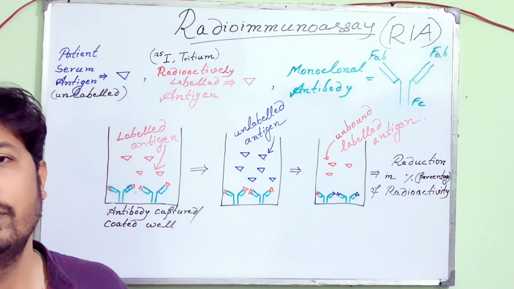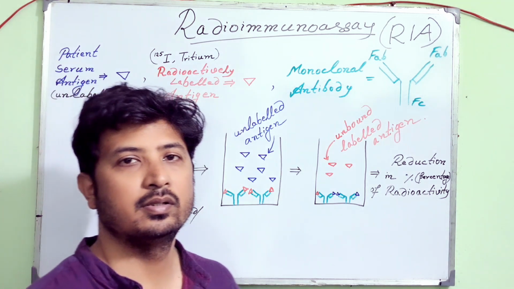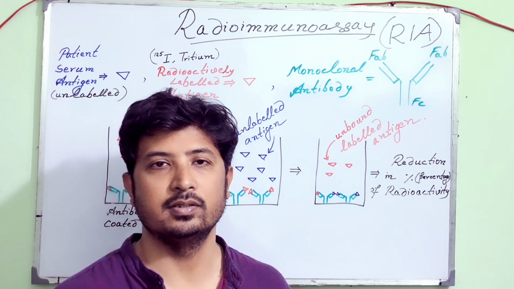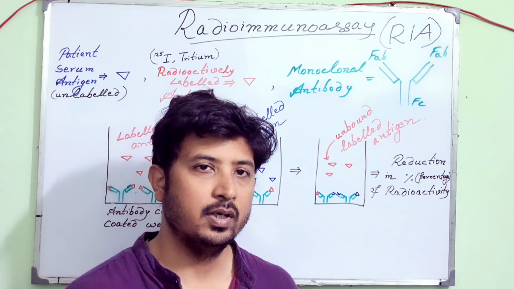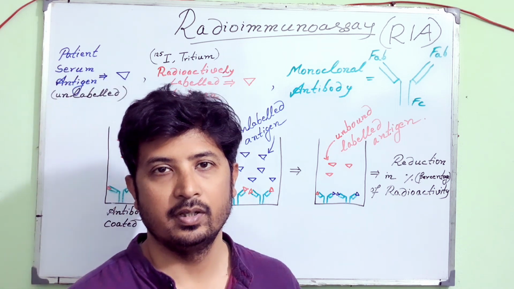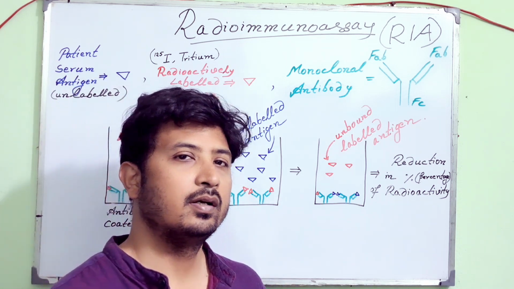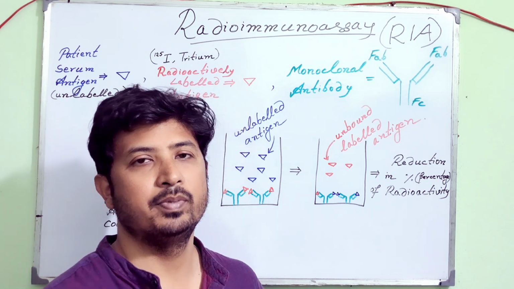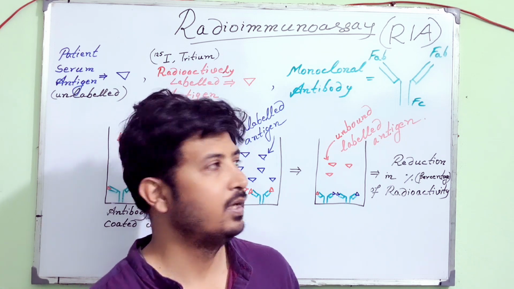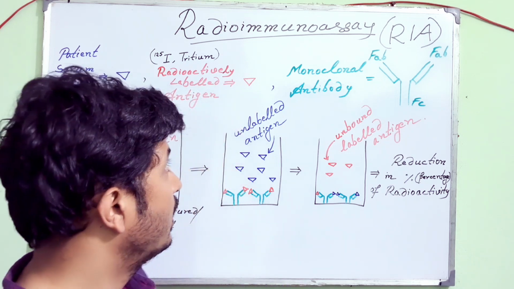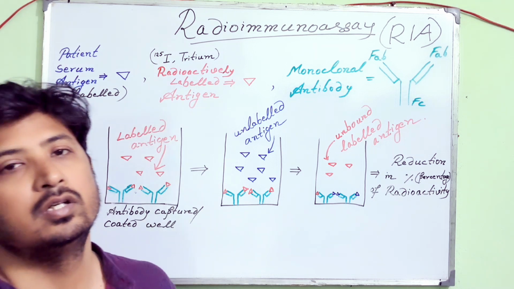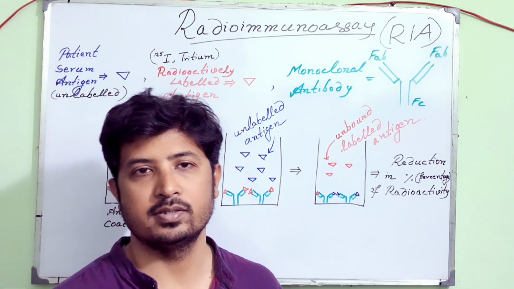Today I'm back with Radioimmunoassay. Before that I've already finished direct, indirect and competitive ELISA. Radioimmunoassay is a type of competitive ELISA. It is availing the principle of competition, but it is different from competitive ELISA. So let's know how it is different and how you can detect an antigen through this radioimmunoassay.